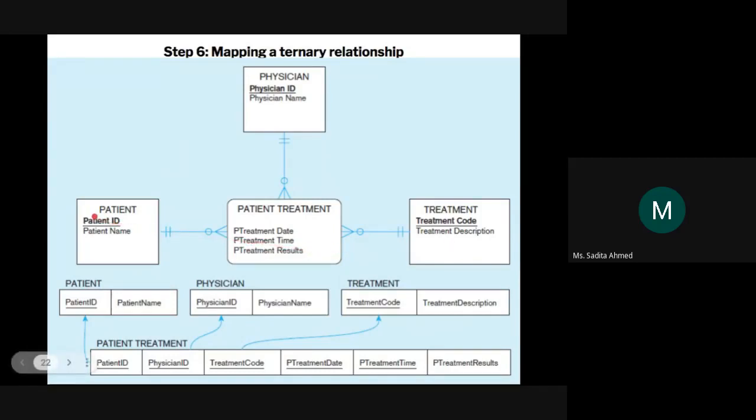A patient may visit a physician for a certain treatment on multiple dates. Multiple date visit করতে পারে। তার মানে কি? তার মানে হচ্ছে কি, আমি যদি পেশেন্ট আইডি, ফিজিশিয়ান আইডি, ট্রিটমেন্ট কোড তিনটাকে কম্বাইন করি, even then it might not be unique. Even if we combine patient ID, physician ID, and treatment code, all three of them together, even then it may not be unique.